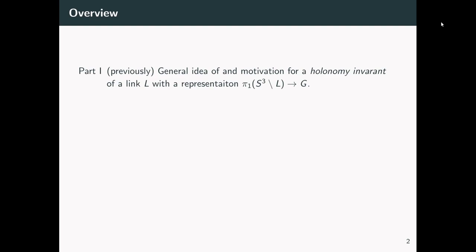Okay, here's an intro. In the previous part of these paired presentations, I gave the general idea and motivation for what a holonomy invariant of a link is. Again, the idea is it's like a quantum invariant, and you don't just have a link or some other topological thing. You have a representation of its knot group into G.